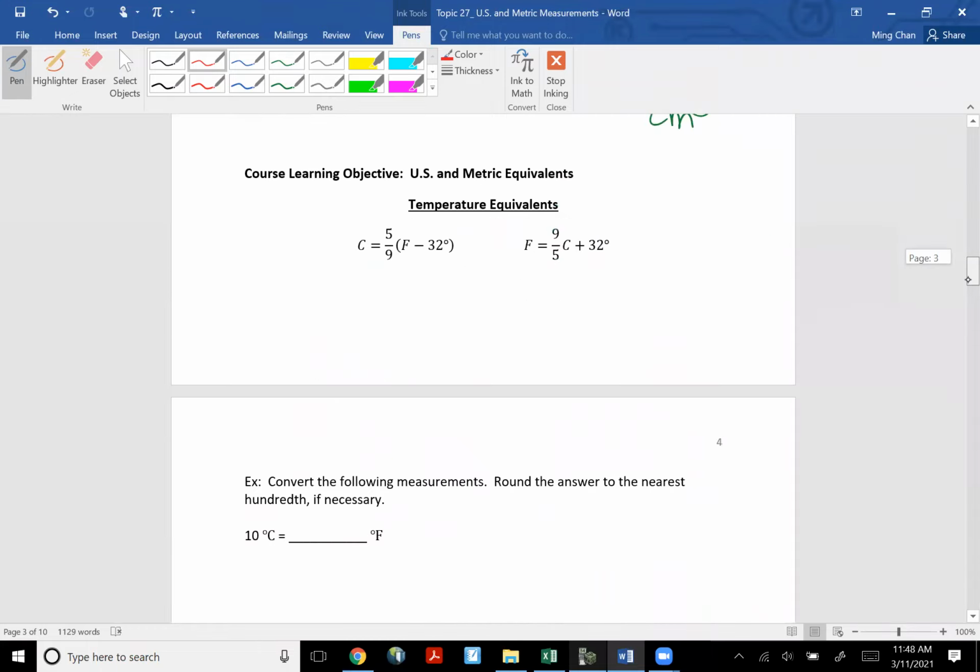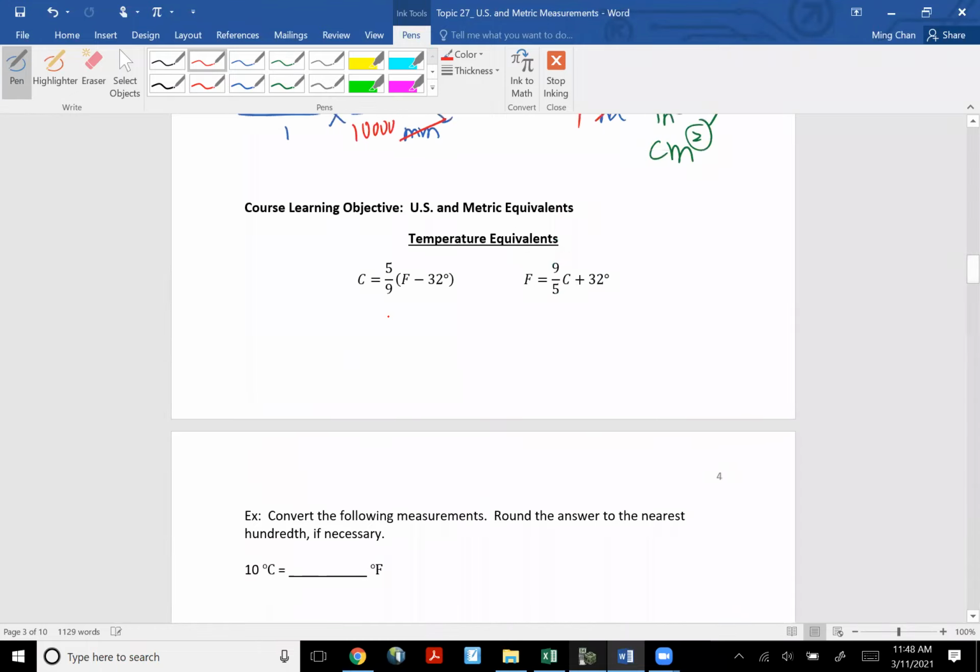All right, let's do temperatures. Most of us know about temperatures. So here are the two formulas for the temperature equivalents. If you want to go to Fahrenheit, then you use the Fahrenheit formula. If you want to find out about Celsius, you use the Celsius formula. So this example wants me to go to Fahrenheit, so I will use the Fahrenheit formula. All I do is just plug it in.